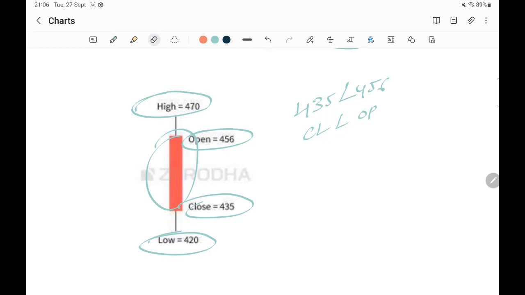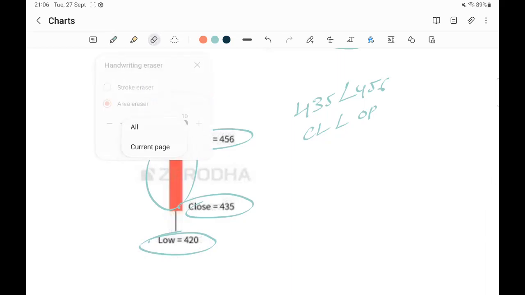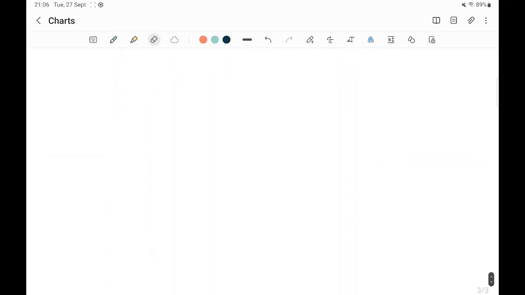Let's go to the white page and understand how this candle is formed. Take the example of a particular stock. The stock opens at this point, which is 100 rupees. At 100 rupees, there are many sellers, so they started selling. As they started selling, the price will come down, like anything.